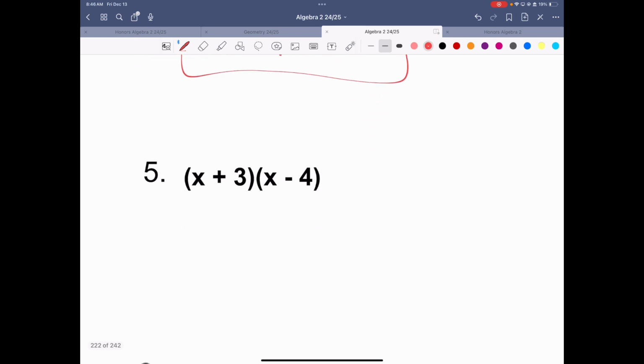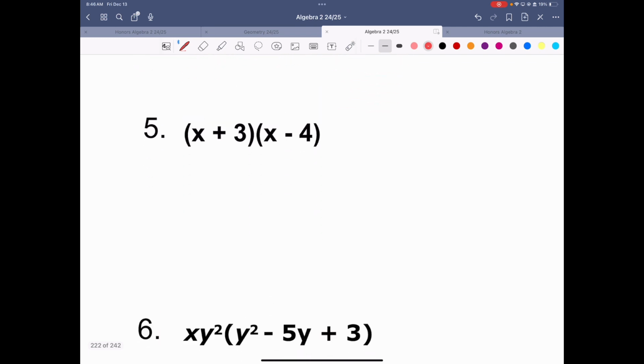Same thing with number 5. Nothing new. Remember, we FOIL or distribute, double distribute. So if we got x plus 3 times x minus 4, I have to take x times both of those terms. X times x is x squared. X times negative 4 is negative 4x.